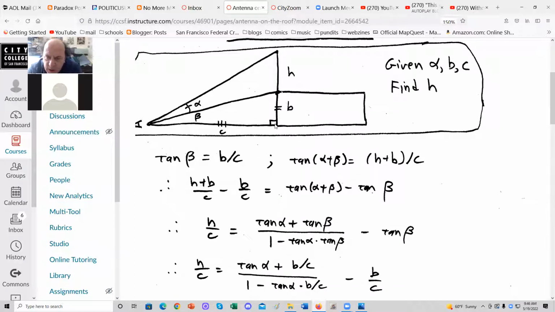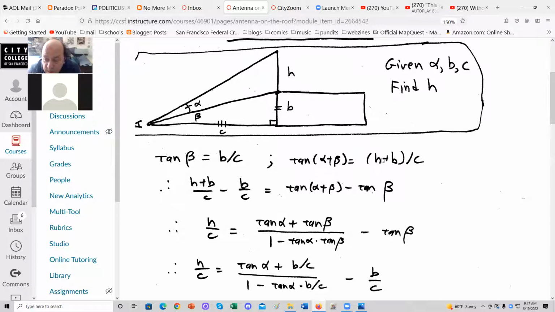So, given alpha, b, and c, find h. The building is height b, back off a distance c, and the apparent angle subtended by the antenna is alpha. Find the height of the antenna. Well, okay. We threw in a new variable beta. Its tangent is b over c, and this has an angle of alpha plus beta. Now height here is h plus b. So tangent of alpha plus beta is h plus b over c, like that.